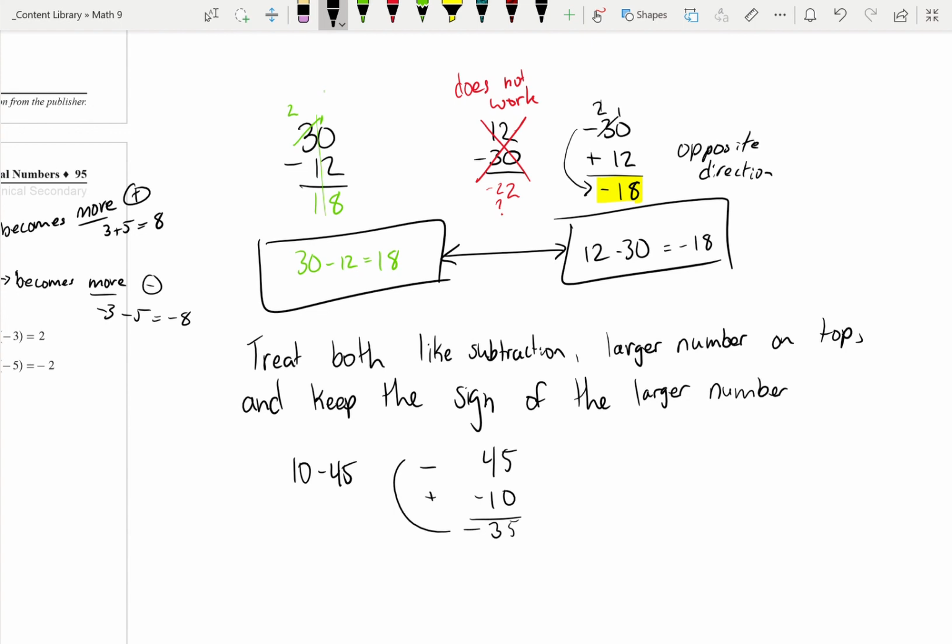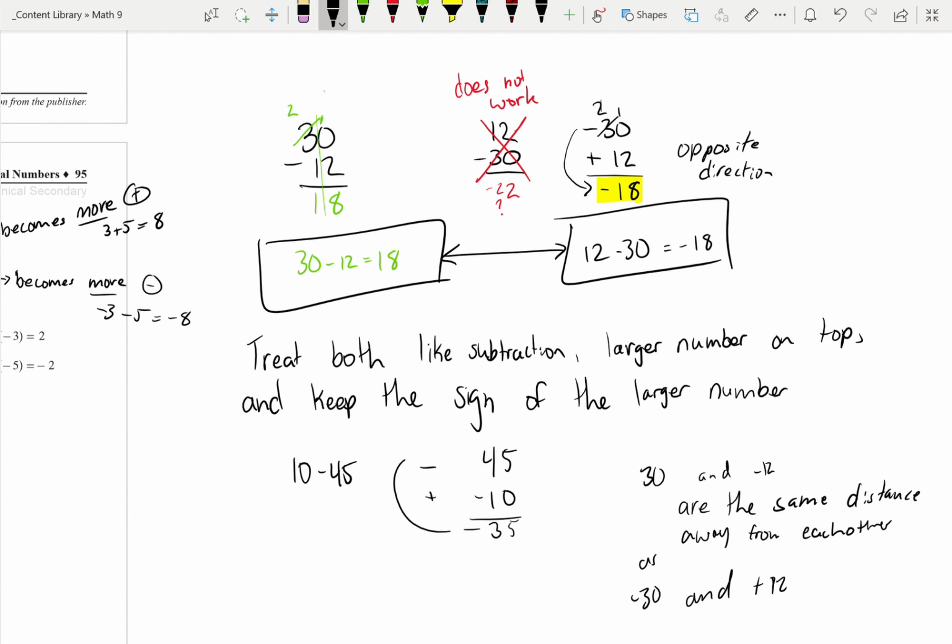The reason why this works is that 30 and negative 12 are the same distance away from each other as negative 30 and positive 12. So there's the same number in between. So flipping the signs is going to give me the same difference between the two of them, just the sign is going to change. So keep that in mind.